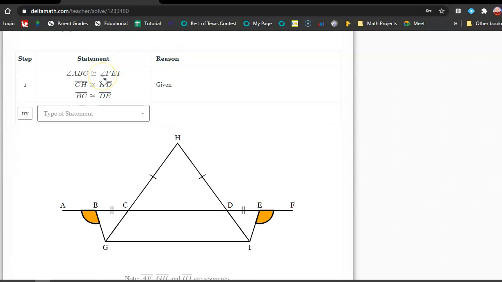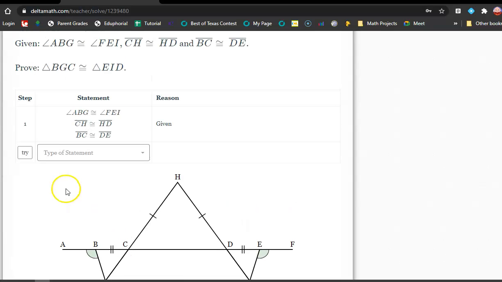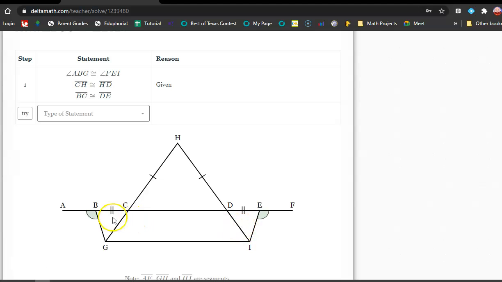Okay, so I know those are congruent because that was given to me. I know those segments are congruent because it was given to me. And I know those segments are congruent because it was given to me. And I want to prove these two little triangles, BCG and EID, are congruent. Right now, all I have is one set of sides, right? But I need three things. One thing isn't going to do it. I got to have three things to prove these are congruent.